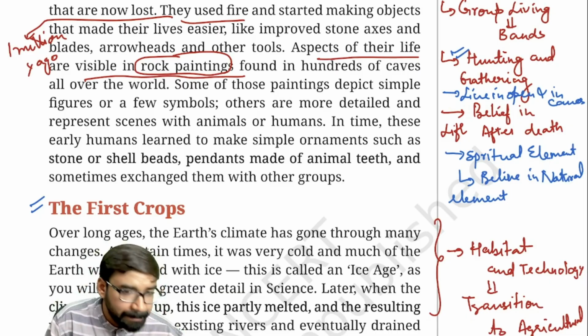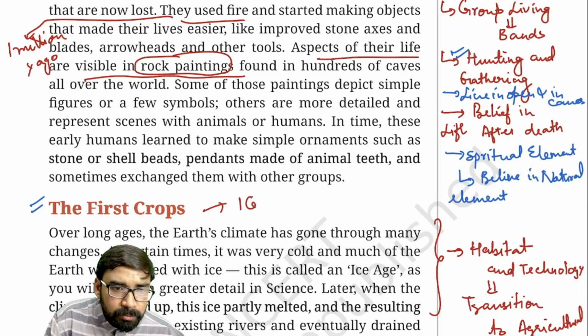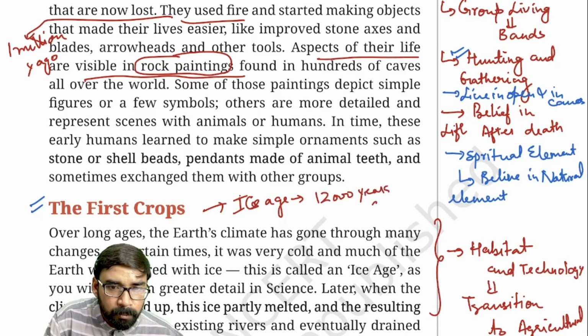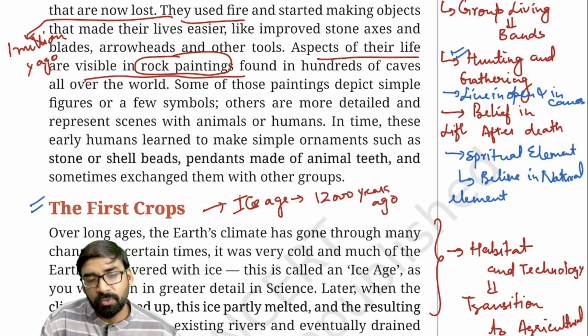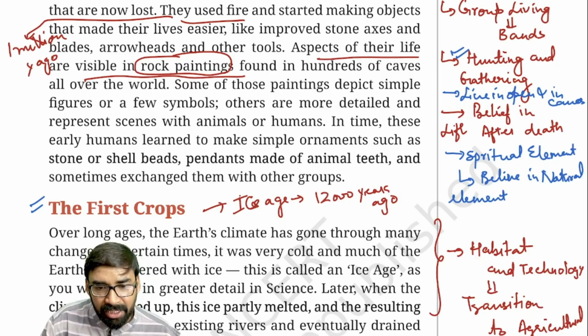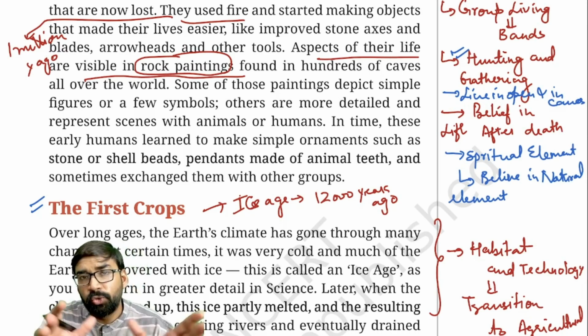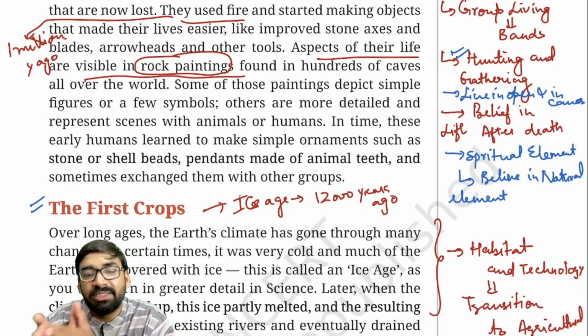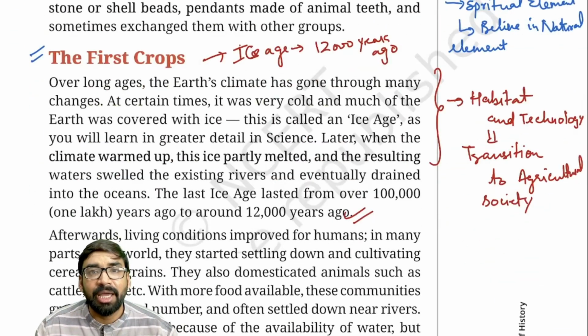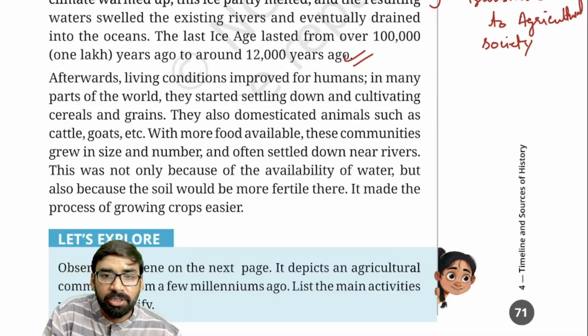Okay, now try to understand. Ice age. Ice age ended around 12,000 years ago. So this ice age was there from 1 lakh years ago to 12,000 years ago. Okay. After the end of ice age, around 12,000 years ago, there was a change in climate. When there was change in climate, flora and fauna also changed, as you can see here.